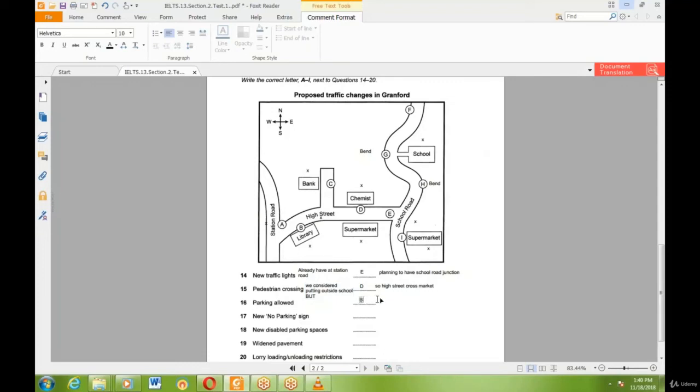Right? 16 is B. Now, with number 16, again they're playing with the word but. What you have to be aware of is that they say not, and then they say but, which means that they are going to do it. So watch. What they said is this.